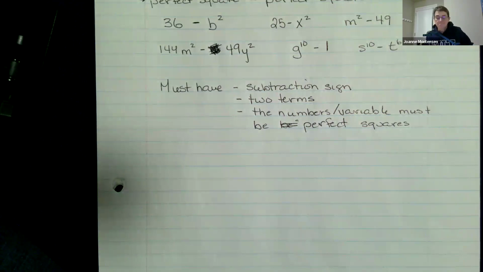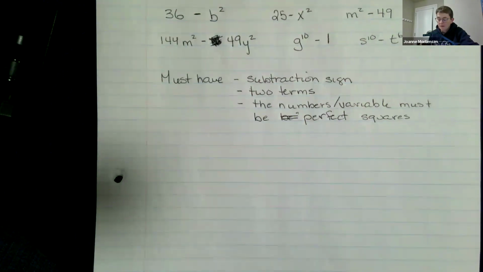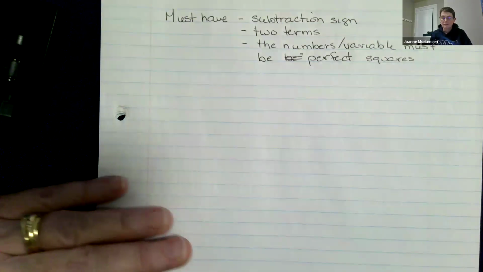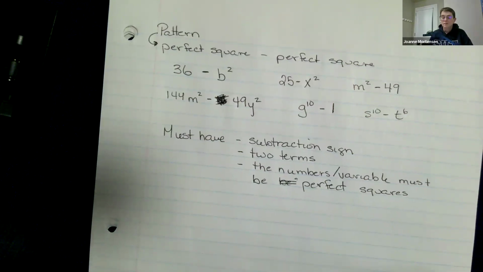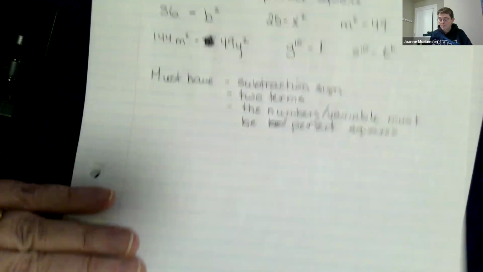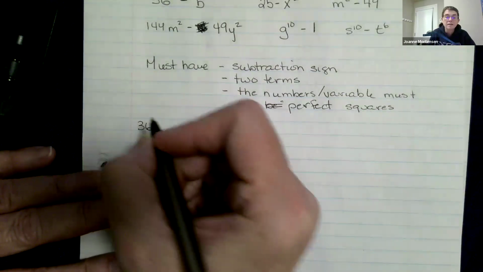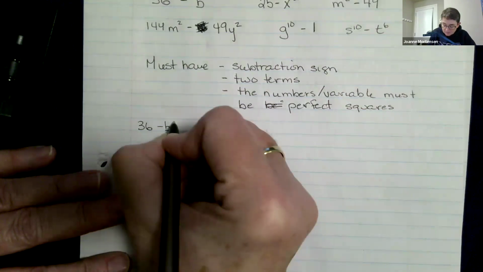So we've got this. Now, let's take a look. I have a sheet that's got stuff on it, but maybe I'll just do a few more. Well, actually, we're going to factor these ones because it's really sweet. So 36 minus b squared.